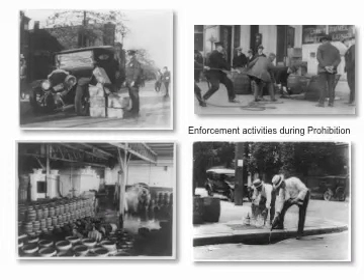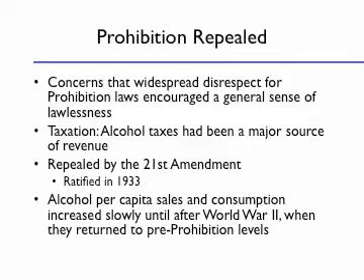So these are pictures from the 1920s during Prohibition, where these folks are busting up illegal alcohol distribution and sale operations. Eventually, Prohibition was repealed, partly because widespread disrespect for these laws encouraged a general sense of lawlessness. People weren't following this law, and perhaps they weren't following other laws. Alcohol taxes had been a big source of revenue, so they weren't getting those taxes anymore. That certainly was another factor.